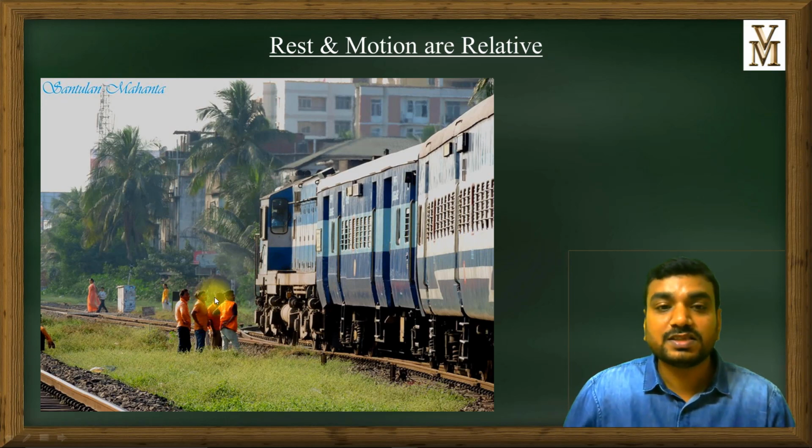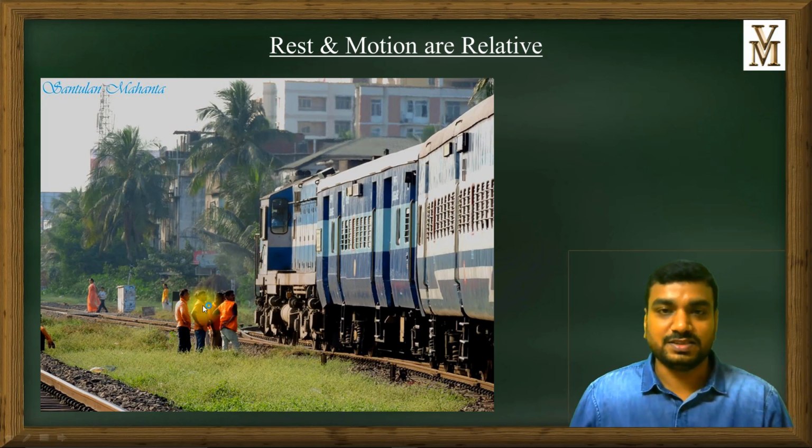Why does it happen like this? Because for him the reference point is the earth. That's why the passengers inside the train appear to be moving, whereas his three friends appear to be at rest.